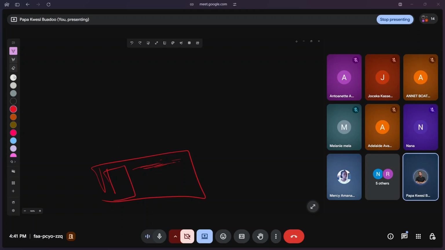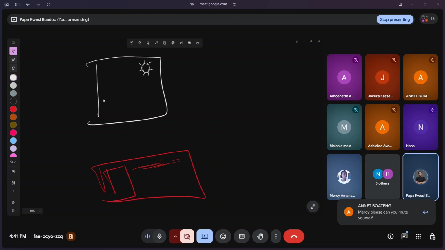So let's say we have our first layer. Let's use this white as our first layer. Let's see, on my first layer, I have this sun on my.